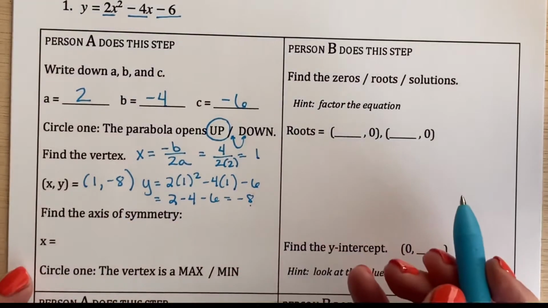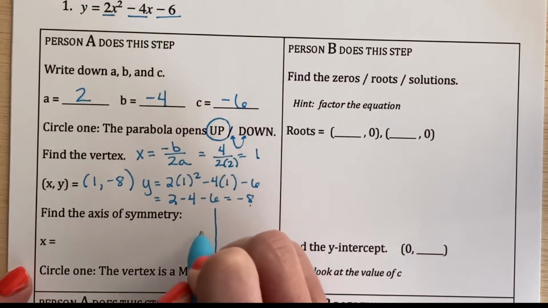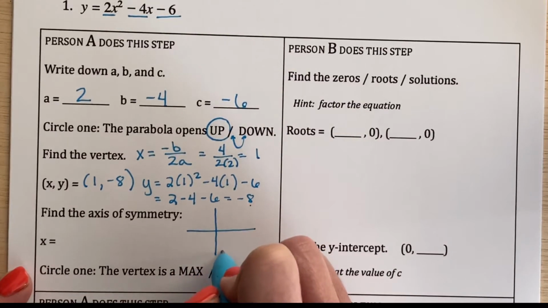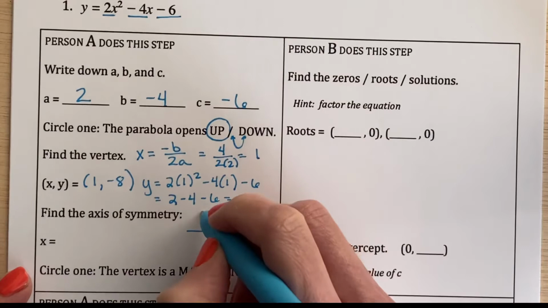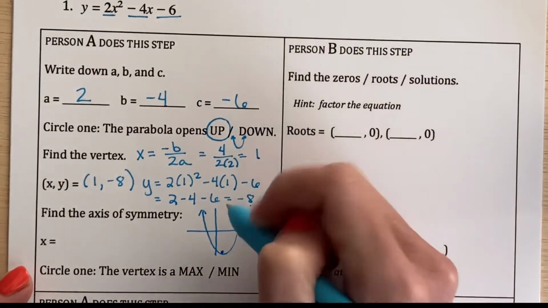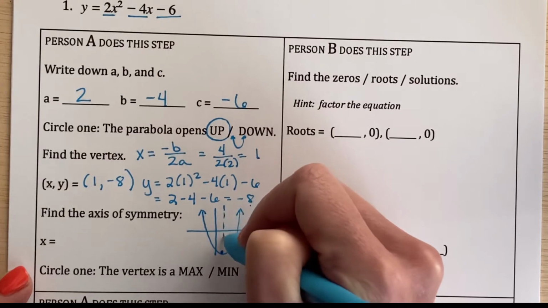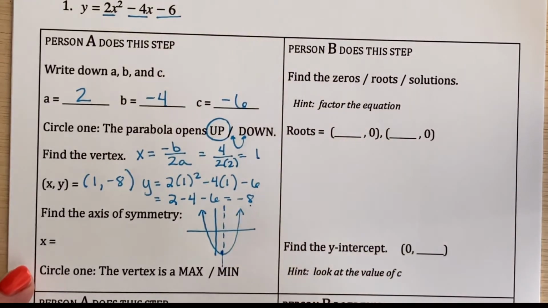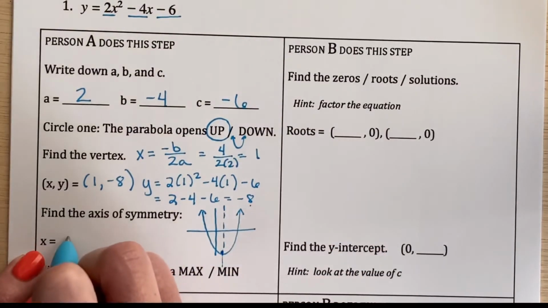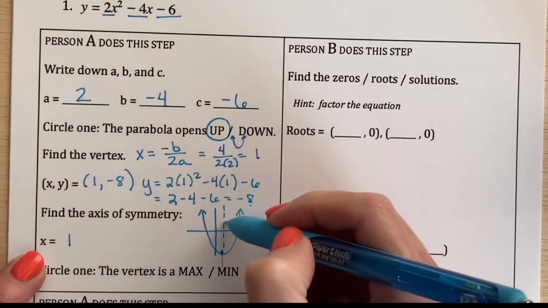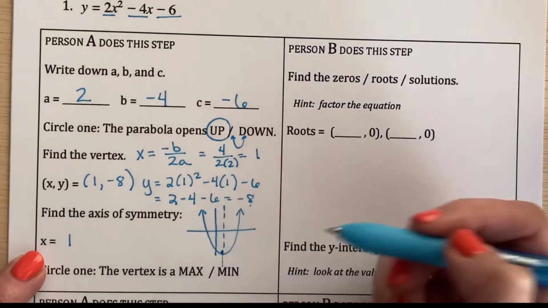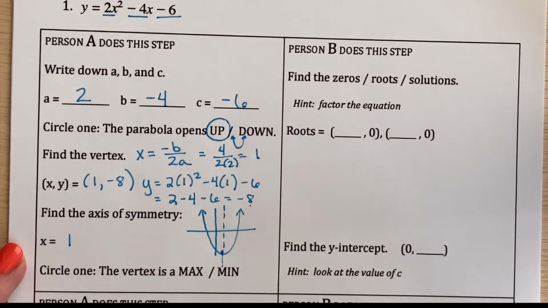Find the axis of symmetry. If I were to do a really rough drawing of this, (1, negative 8) would be about down here. My parabola is going to look something like this, very rough. My axis of symmetry goes right through my vertex, and that is the line x equals 1. So this line right here is the line x equals 1. It is a vertical line. That is the axis of symmetry.